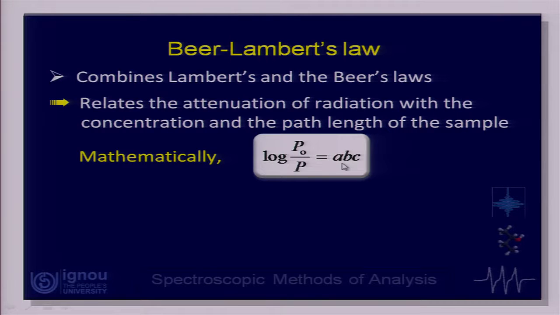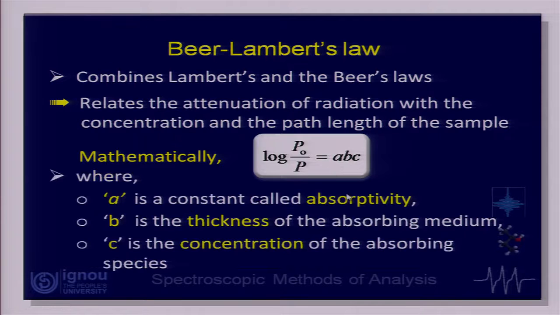When the two are put together, we have a combined expression: log of P naught by P is equal to A. This A is made up of all the constants, K prime, K double prime, whatever constants we take, all subsumed into this constant A. This is a very characteristic constant called the absorptivity.